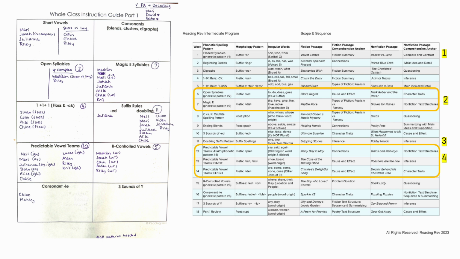I had 10 students fall down on predictable vowel teams, but as you can see by the parentheses, most of them were the IGH. There was just a handful of, or just a couple kids that missed other patterns. So I would just go ahead and take a week reviewing what predictable vowel teams are.